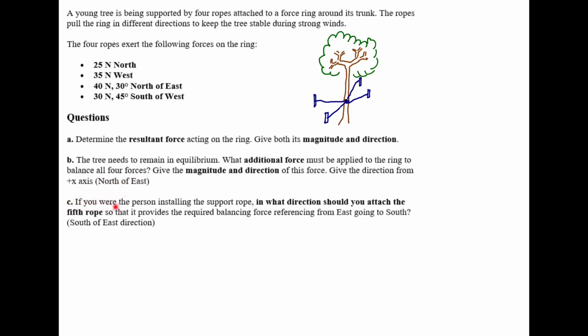And letter C, if you were the person installing the support rope, in what direction should you attach the 5th rope so that it provides the required balancing force, referencing from east going to south.